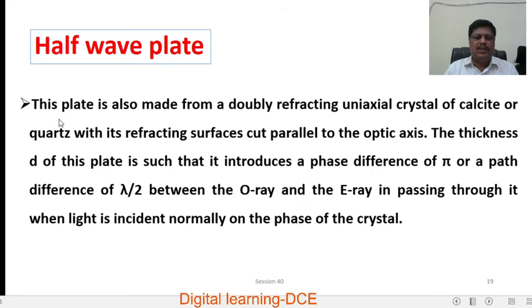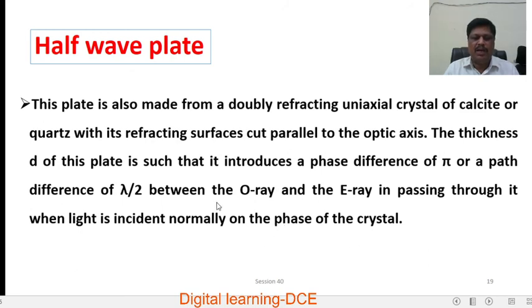The plate is made up of doubly refracting uniaxial crystal of calcite or quartz with its refracting faces cut parallel to the optic axis, and the thickness of the plate is such that it introduces a phase difference of pi or a path difference of lambda by 2 between the ordinary ray and the extraordinary ray in passing through it when light is incident normally on the face of the crystal.